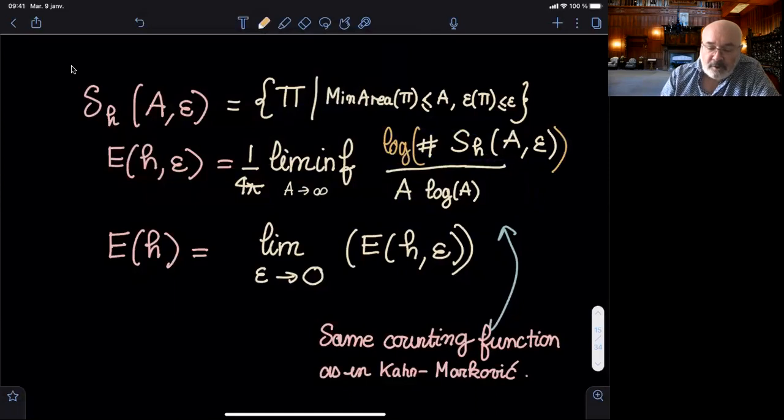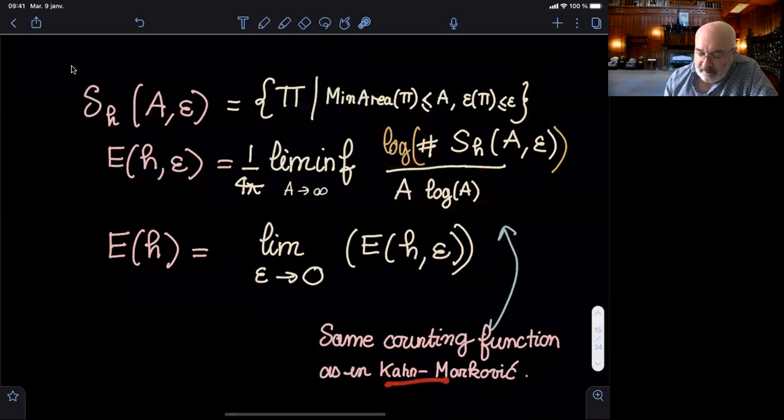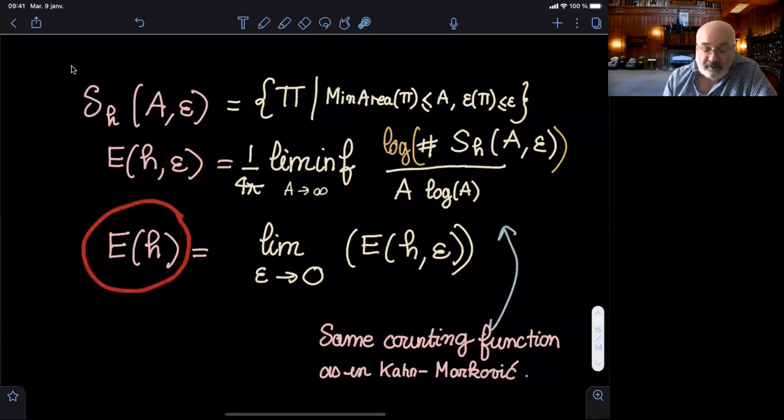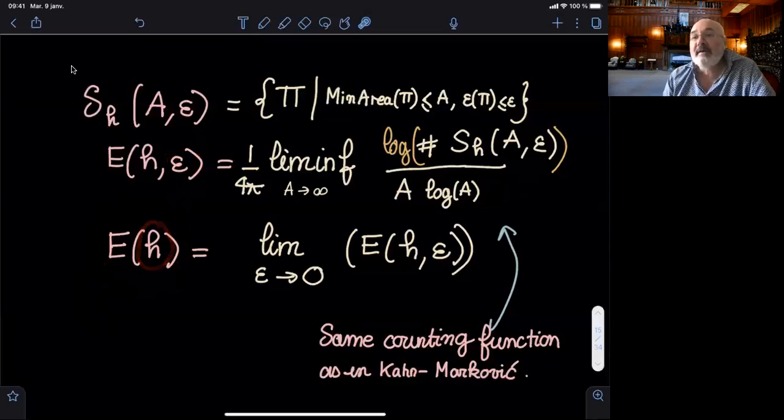Right? So this is the same counting function that appears in the counting function with respect to the genus. So that is 4 pi because, well, 4 pi exists. And then you consider this quantity. Finally, the second step you do is you take the limit of that when epsilon goes to 0. It's quite easy to see that this is decreasing in epsilon, and this actually is the limit. So the objects that you consider now depend only on the metric H.